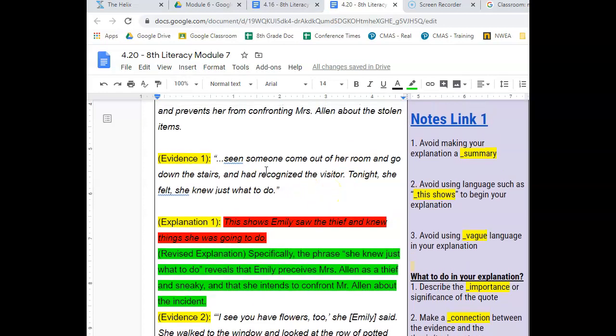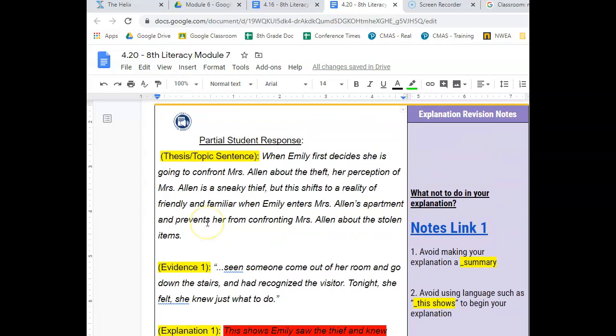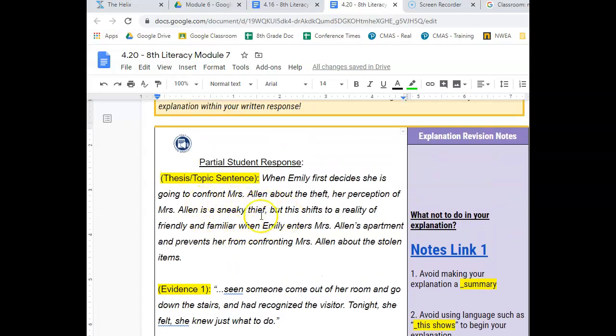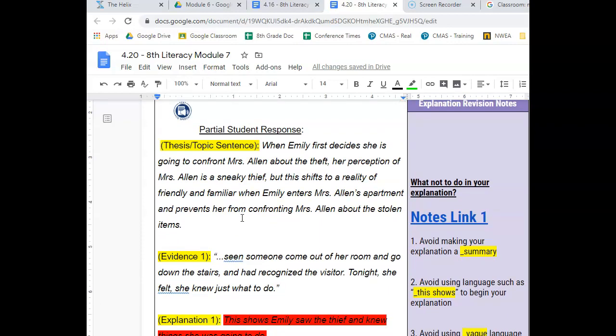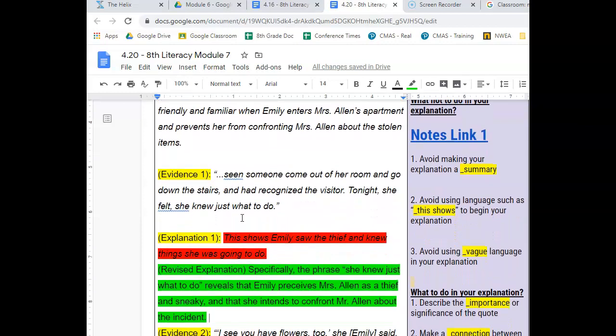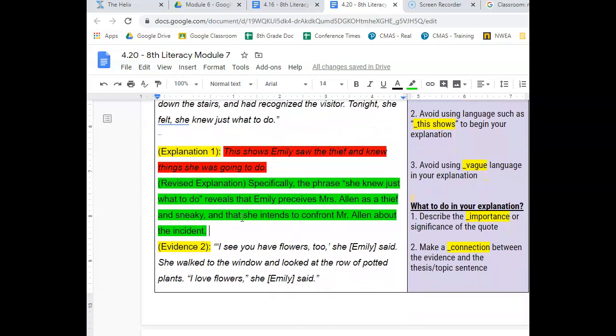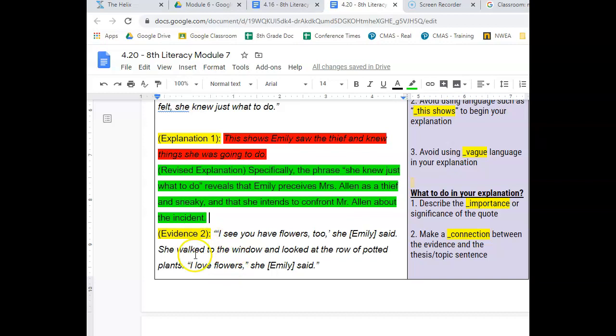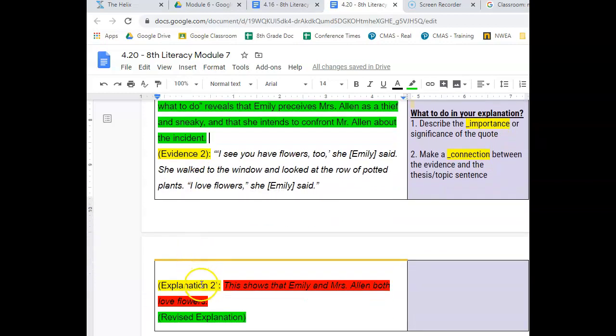made a connection between this piece of evidence and the argument that I'm making within my thesis or topic sentence. What I would like you to do now is look at the second piece of evidence that is listed here. You're then going to look at the explanation, think about why it's wrong, and then revise the explanation and actually rewrite it here at the bottom in green. Thank you.